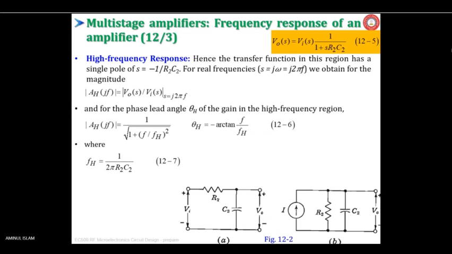Hence, the transfer function in this region has a single pole at H equals minus 1 upon R2 C2. From this equation 12.5, we can write the pole. Pole equals minus 1 upon R2 C2. This is understood, Aman? Yes, sir. Yes, understood.